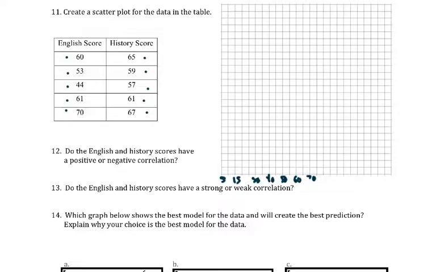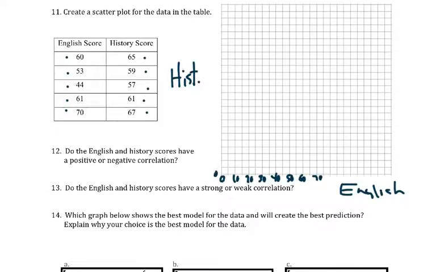Okay, and that would be our English. We'll label this the English. And we'll label here the history. We'll count by fives again. Oh, I suppose we should have counted this as 0, huh? So 0, then 10, 20, 30, 40, 50, 60, 70. So same way on the other one. So 0, then 5, 10, 15, 20, 25, 30, 35, 40, 45, 50, 55, 60, 65, 70.